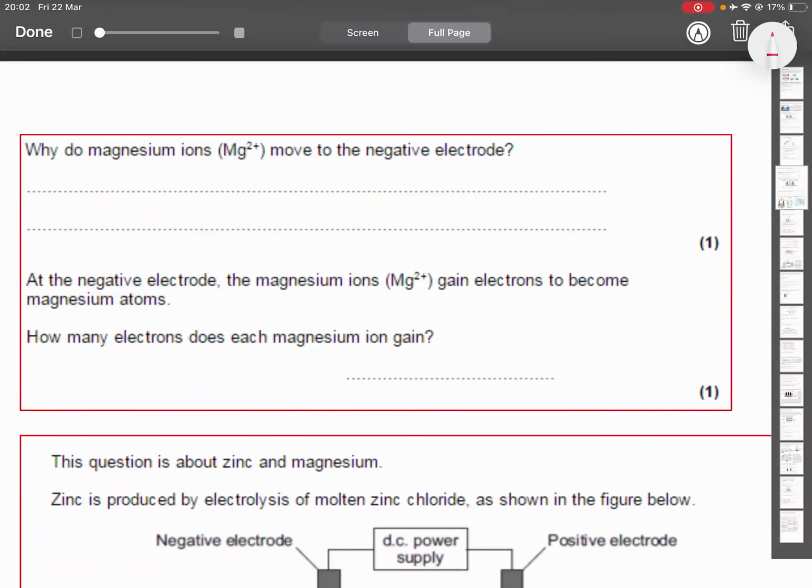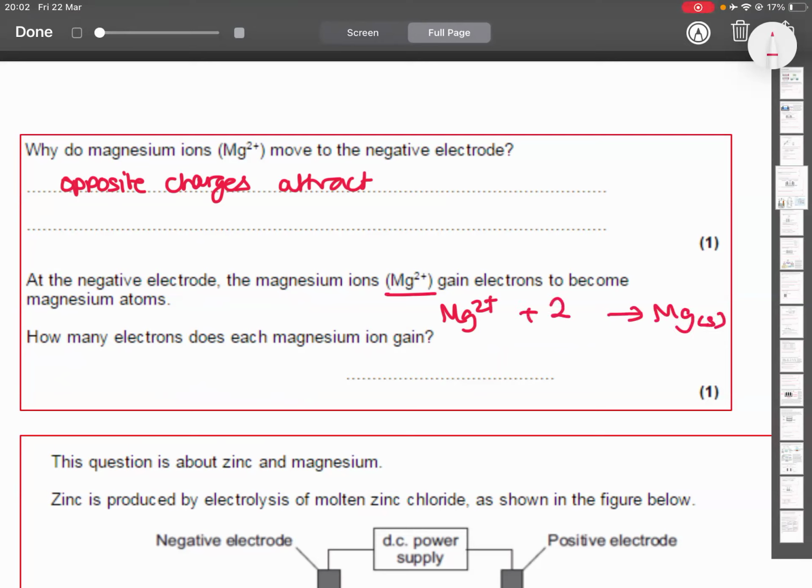If it asks you why magnesium ions move to the negative electrode, just say that opposite charges attract. How many electrons does magnesium gain? So it goes from Mg2+ and it turns into Mg. So it would have gained 2 electrons. So the answer is 2.